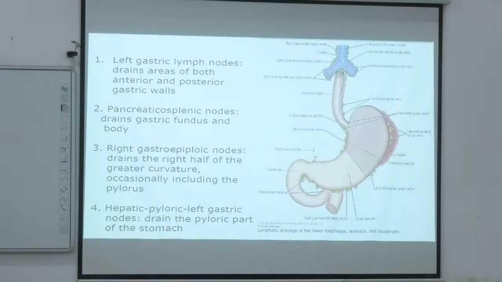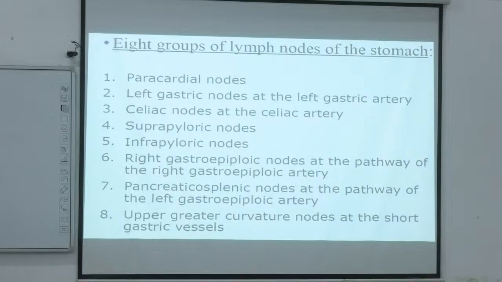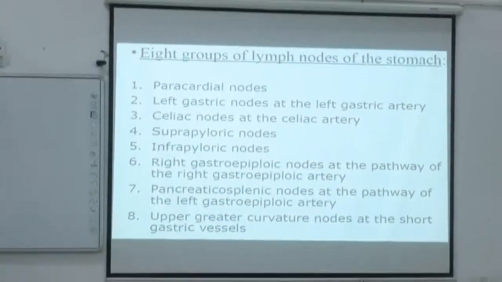Next, these are 8 important lymph node groups of the stomach. Paracardiac nodes, left gastric nodes at the left gastric artery, celiac nodes near the celiac trunk, suprapyloric nodes, infrapyloric nodes, right gastroepiploic nodes at the pathway of the right gastroepiploic artery, pancreaticosplenic nodes at the pathway of the left gastroepiploic artery, and upper gastric greater curvature nodes near the short gastric vessels. These are important lymph node groups for drainage of the stomach.